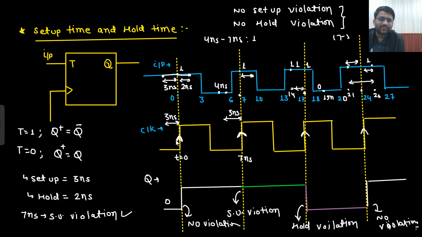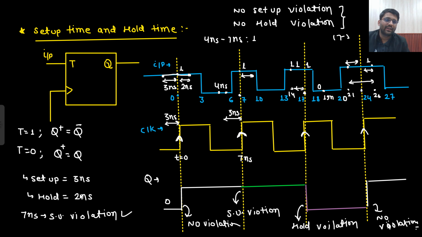Setup time 3 nanosecond, that means when the clock edge is coming, input should be already stable for 3 nanosecond. Hold time 2 nanosecond, that means when the clock edge is coming, input should be stable for the next 2 more nanosecond. Right? So this is the meaning of setup time and hold time. You just need to know the basic meaning.